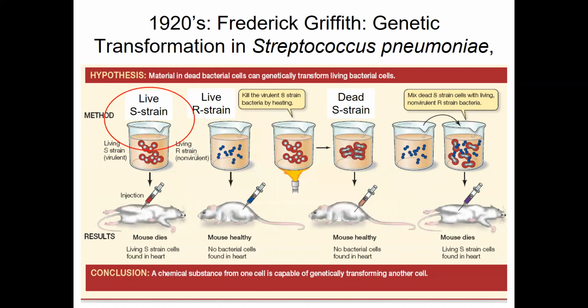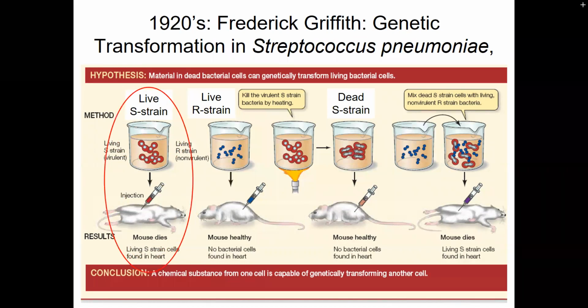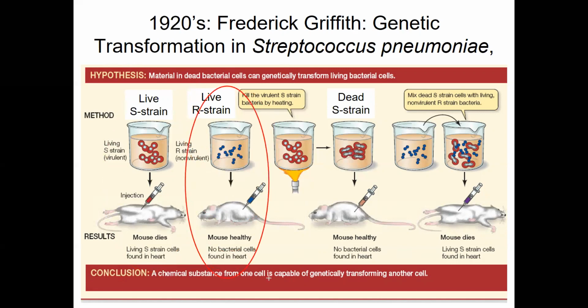Now, the S strand of bacteria, when they were living, if you injected a mouse with them, they found that this smooth strand of Streptococcus was deadly, caused the mice to become sick, and caused them to end up dying. In contrast to that, the R strand of the bacteria, the rough strand, was completely harmless to mice. So if you injected them with the rough strand of bacteria, these animals would simply live.